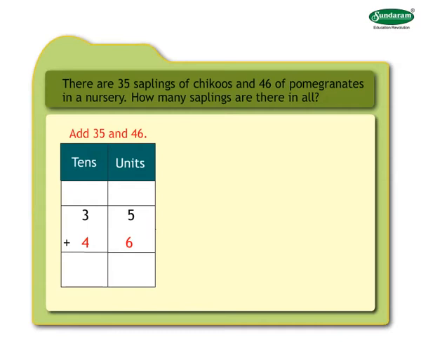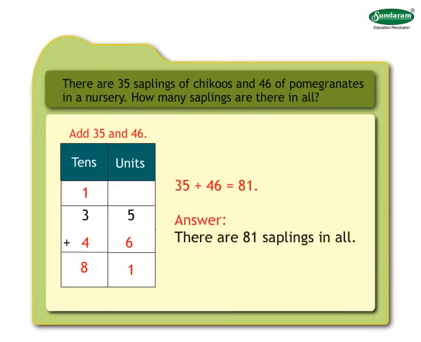In units place, we have 5 plus 6. Now, 5 plus 6 is equal to 11. Write 1 in units place. Carry over 1 tens in tens place. In tens place, we have 3 plus 4 plus carried over 1 tens is equal to 8 tens. Hence, 35 plus 46 is equal to 81. Answer is, there are 81 saplings in all.